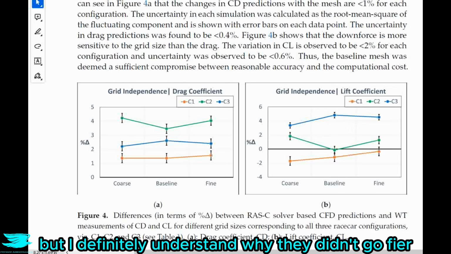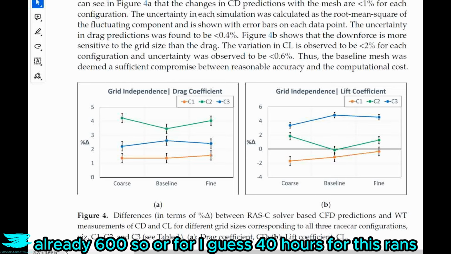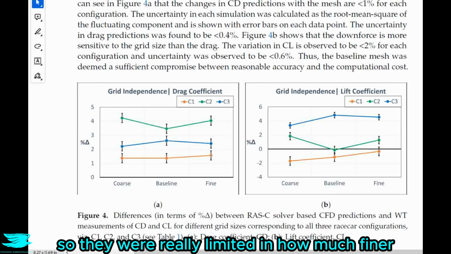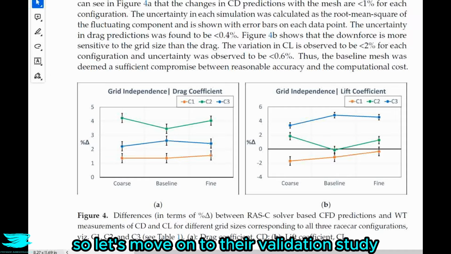But I definitely understand why they didn't go finer because it would have taken so long to do a simulation. Already 40 hours for this RANS. That's a really long time. So they were very limited in how much finer they could go. So let's move on to their validation study.